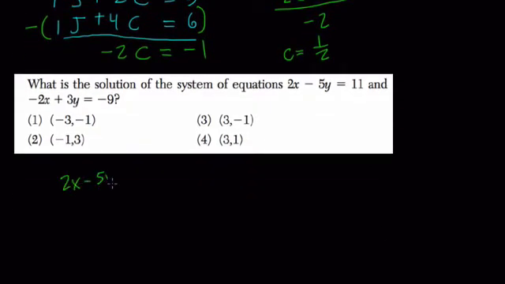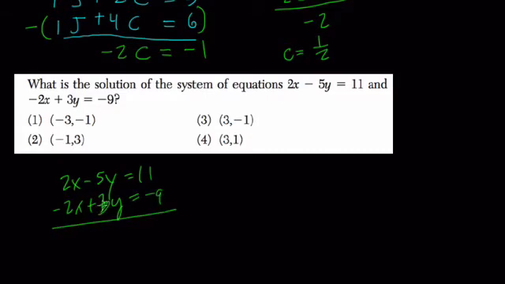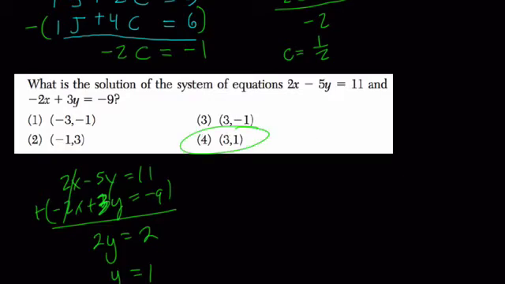What is the solution to the system? 2x minus 5y equals 11, and negative 2x plus 3y equals negative 9. Okay, sorry about this 3 right here. Alright, since these are opposites, we're going to add them. We want to cancel out. These cancel out. Negative 5 plus 3y is negative 2y. 11 plus negative 9 is 2. Divide both sides by negative 2, and y equals negative 1. So out of these choices, you would normally plug y back into one of the equations to solve for x. But the only one where y equals 1 is choice 4. So that must be the answer.